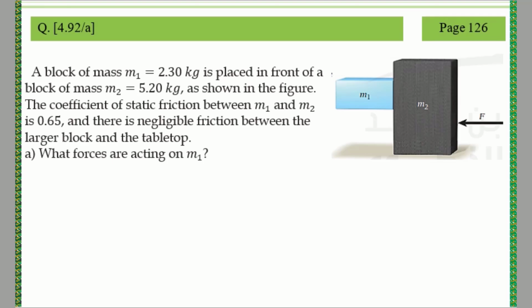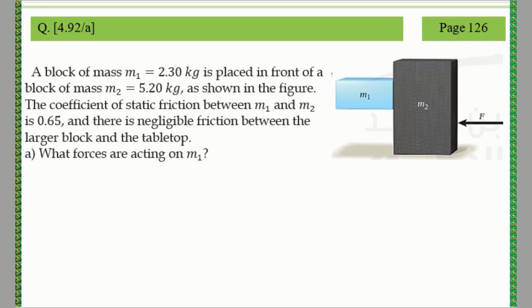A block of mass M1 equals 2.3 kilogram is placed in front of a block of mass M2, 5.2 kilogram, as shown in the figure. So here M1 and M2. M1 is in the blue and M2 in the gray color. The coefficient of static friction between M1 and M2 is 0.65 and there is no negligible friction between the larger block and the tabletop. What forces are acting on M1?